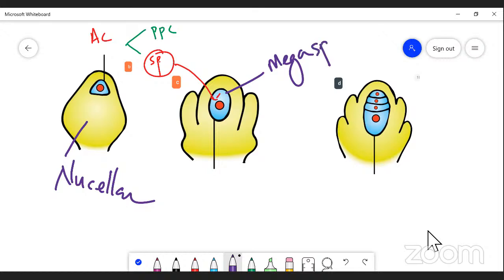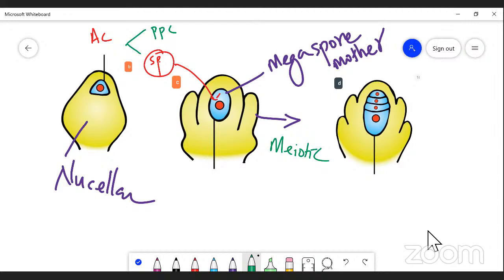Megaspore mother cell. This megaspore mother cell undergoes meiotic division, that means cell division. Meiosis is a kind of cell division that takes place only in the reproductive organs of plants, right? That is called meiotic cell division. During meiosis, a single cell undergoes division to form 4 cells, right? That is the nature of meiotic cell division.